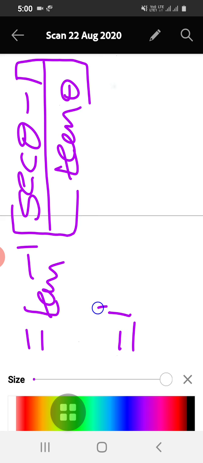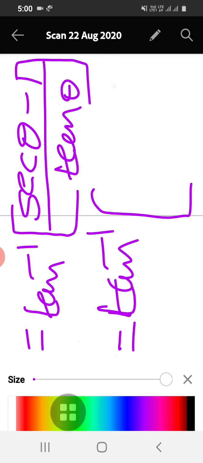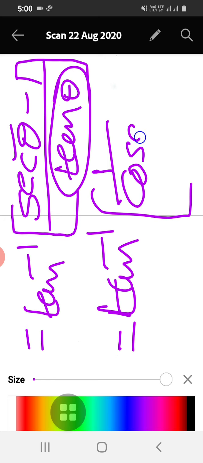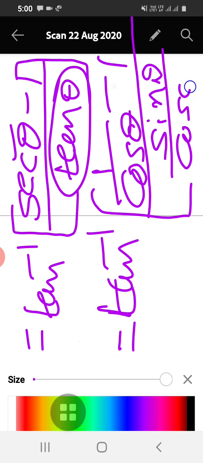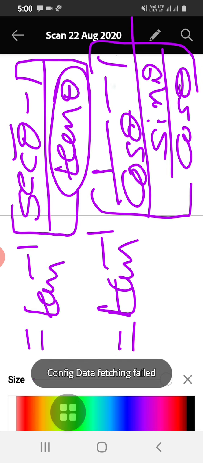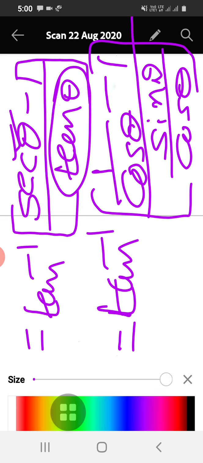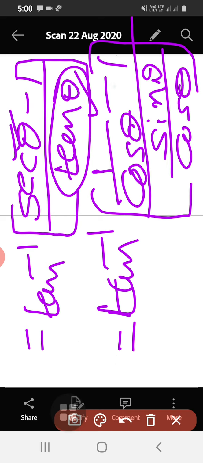In the numerator I have secant theta and in the denominator I have tan theta. So let us use the basic definitions. Secant theta is the reciprocal of cos, so I can write secant theta as 1 by cos theta, minus 1, divided by tan theta, which can be written as sin theta divided by cos theta. Then we have to consider the LCM for this numerator. I will write that in the next step.